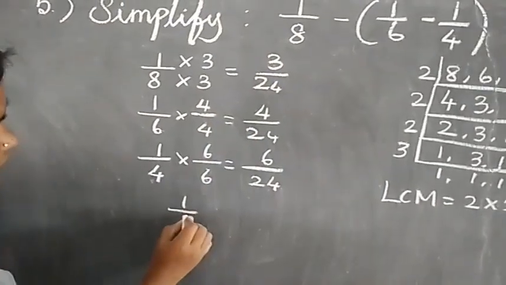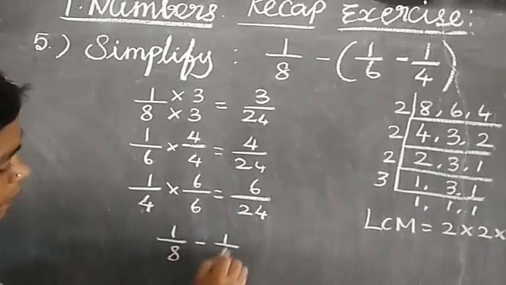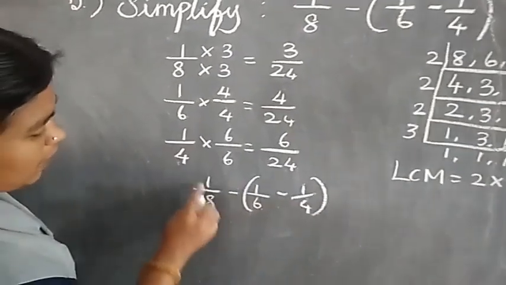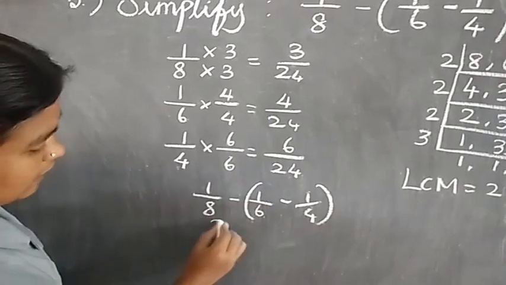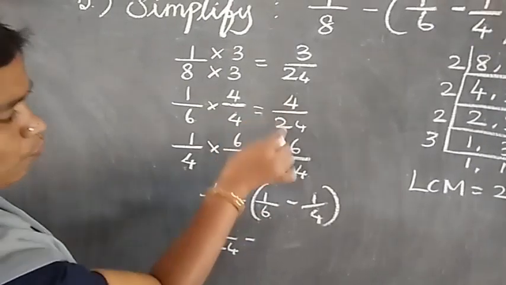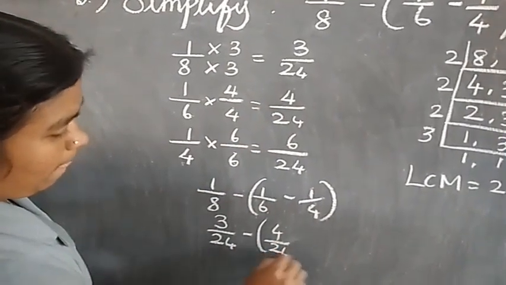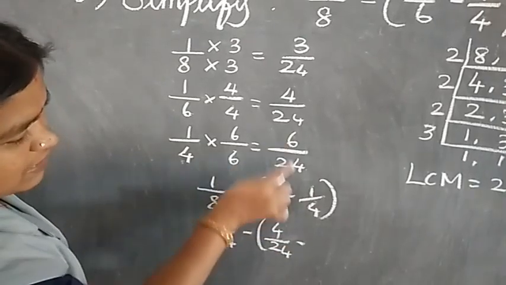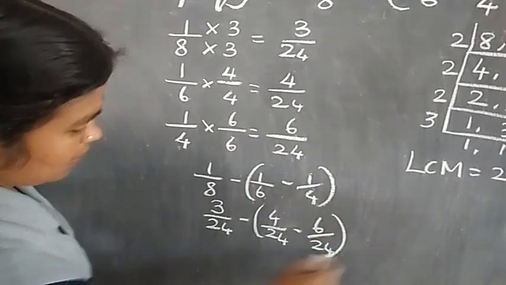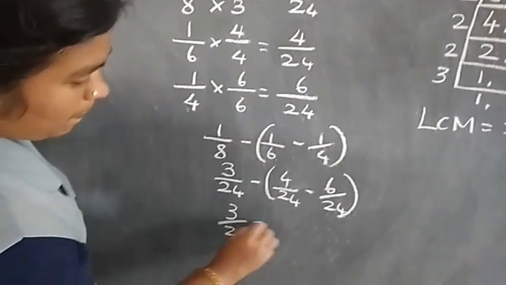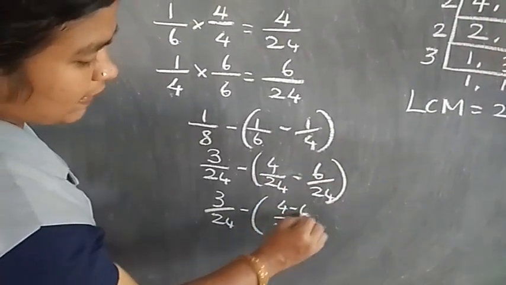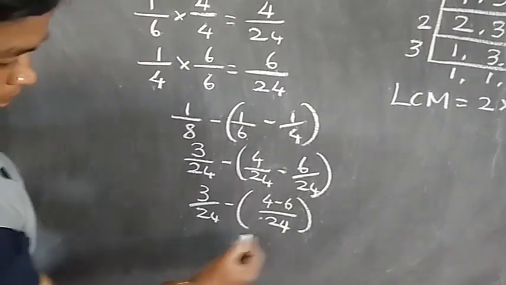1 by 8 minus 1 by 6 minus 1 by 4. The bracket is given here. The like fraction of 1 by 8 is 3 by 24, minus the like fraction of 1 by 6, which is 4 by 24. The like fraction of 1 by 4 is 6 by 24. So you subtract the bracket first. 4 minus 6 is minus 2.